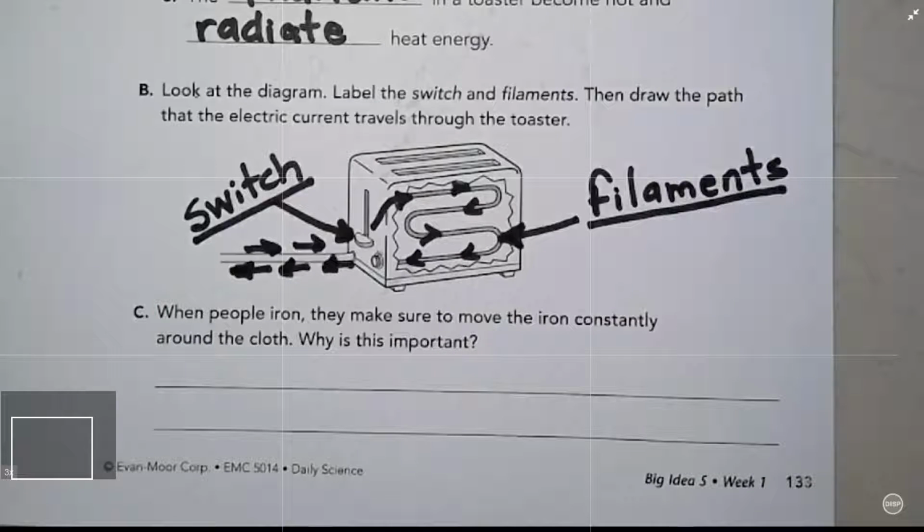As I get close to it, I can feel the heat radiating off the bottom of the iron. And so I want you to imagine what might happen to a piece of fabric or a cloth if we were taking that iron, placing it on the cloth, and then leaving it in one place for a long time. Okay, so think about those things, and then ask yourself the question, why is it important to move the iron constantly around the cloth? When you are done, we will collect these.